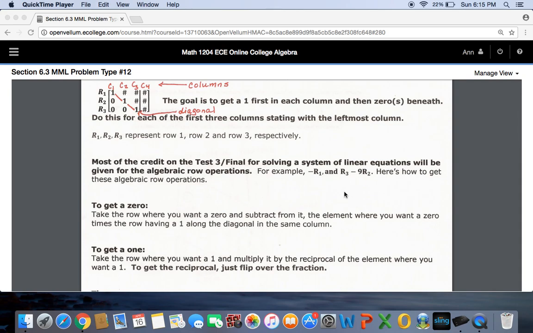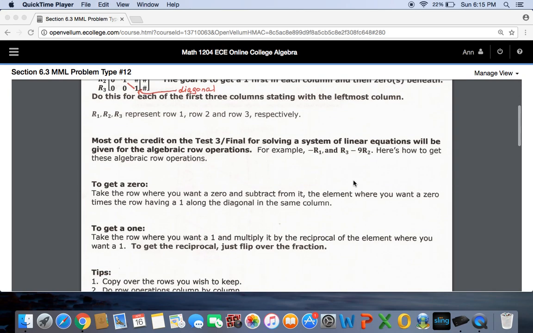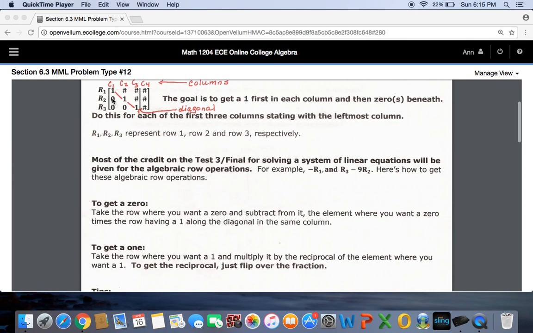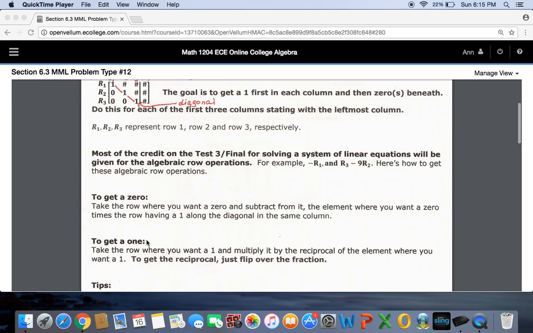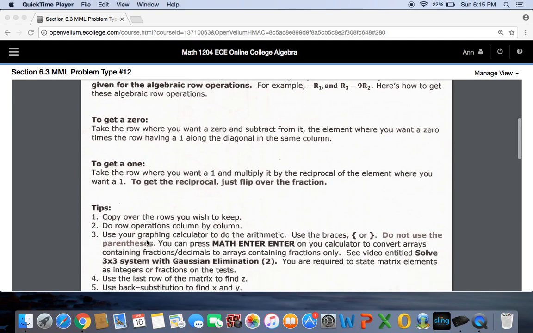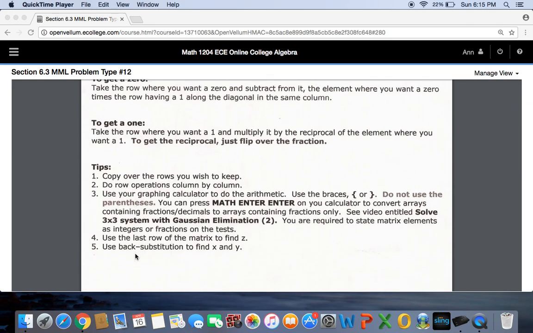So how do we go about coming up with these algebraic row operations? Well, it depends on, from this goal matrix, whether you need a 1 or a 0. To get a 0, this is what you do, and to get a 1, this is what you do. I have started a list of tips for you. Feel free to add to this list.